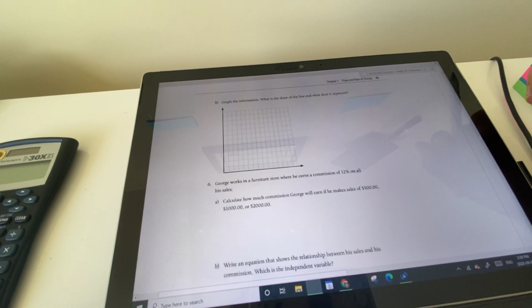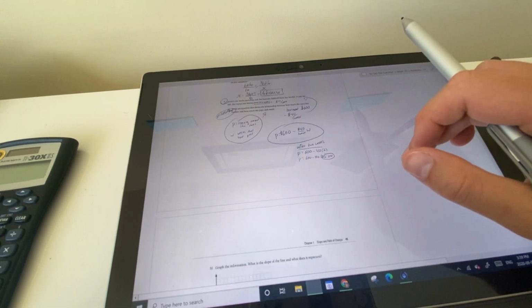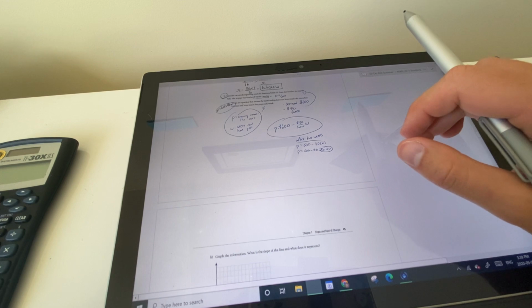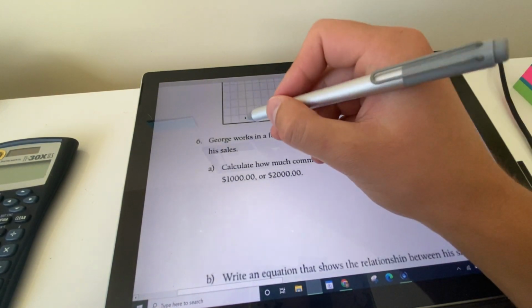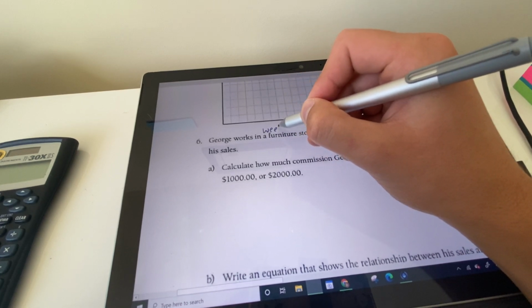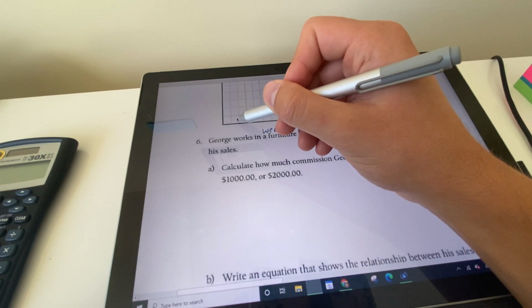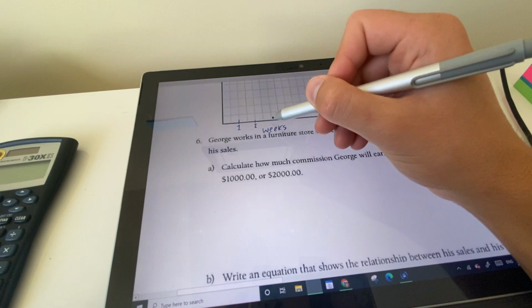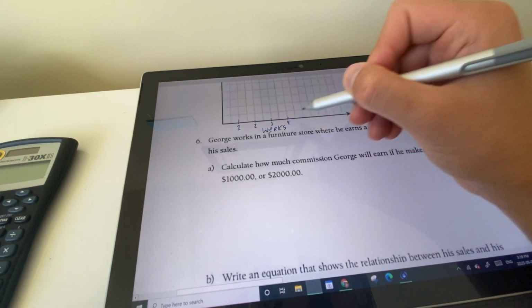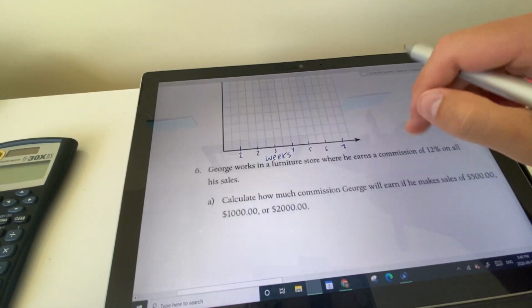Now, graph the information. What is the slope of the line and what does it represent? If we want to graph this information, we totally can. Let's do the bottom here as weeks, and every 2 sections is 1 week. So this is 2, 3 weeks, 4 weeks, 5 weeks, 6 weeks, 7 weeks.